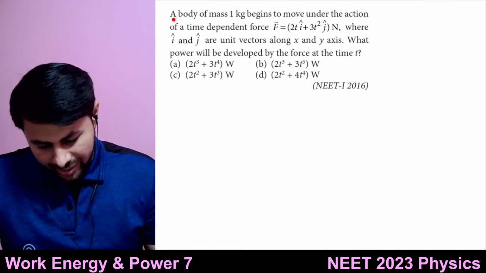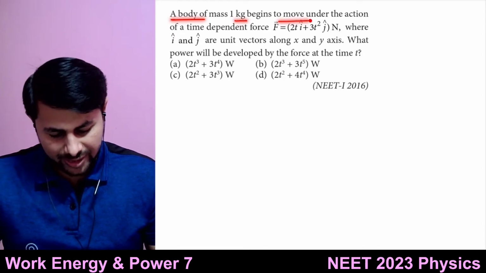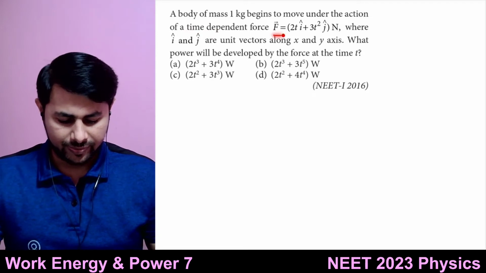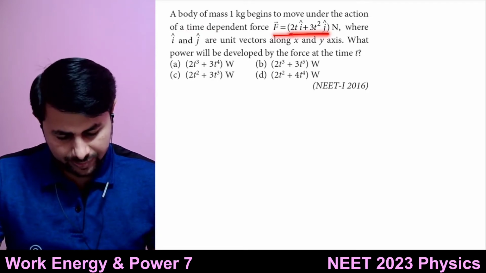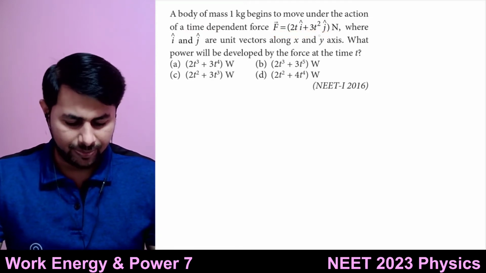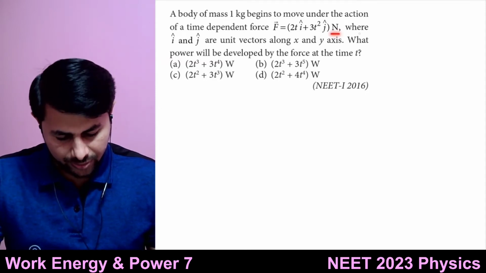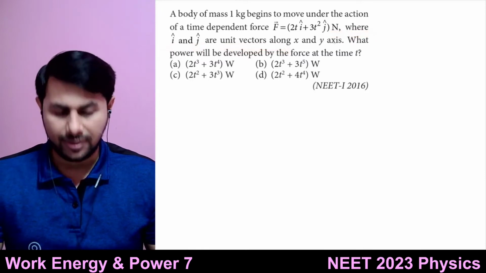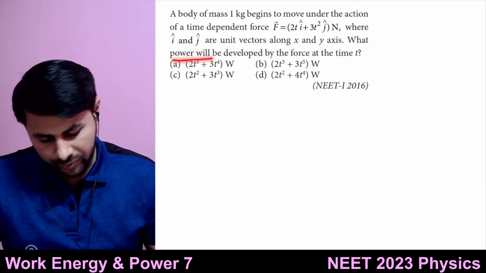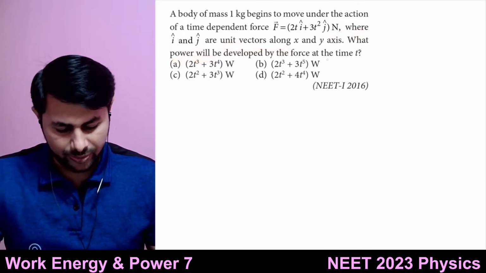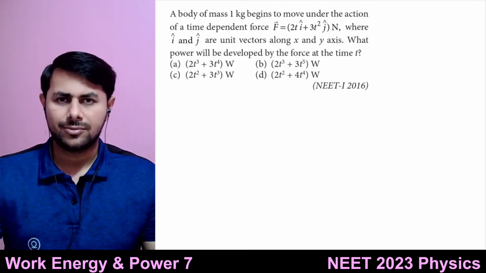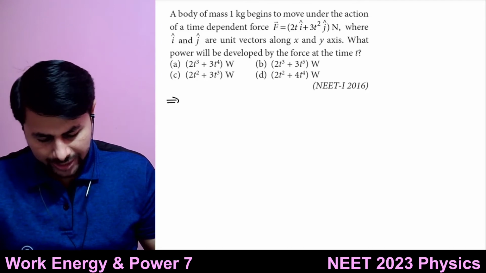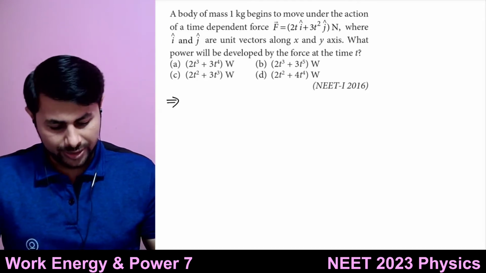A body of mass 1 kg begins to move under the action of a time dependent force F equals 2t i cap plus 3t square j cap newtons, where i cap and j cap are unit vectors along x and y axis. What power will be developed by the force at time t? Okay, so this is a straightforward question. What power will get developed? So power is equal to what?